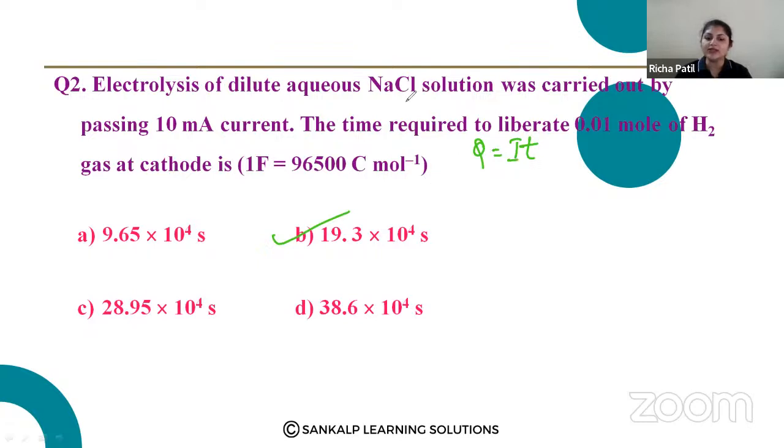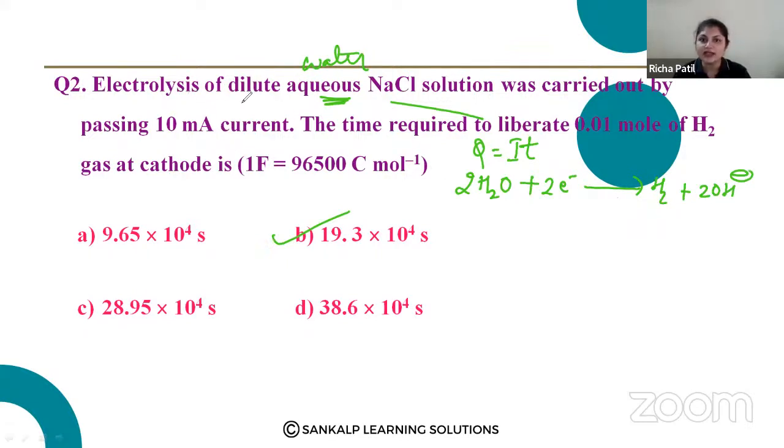In the electrolysis of dilute NaCl solution, water will be participating, right? Dilute aqueous means water is participating here. So water, H2O, plus 2 electrons, gives you H2 plus 2 OH minus. What is asked here? Electrolysis of dilute aqueous NaCl was carried out by passing 10 milliampere current. The time required to liberate 0.01 mole of H2. Here, how many moles of electrons are used? So 2 moles.